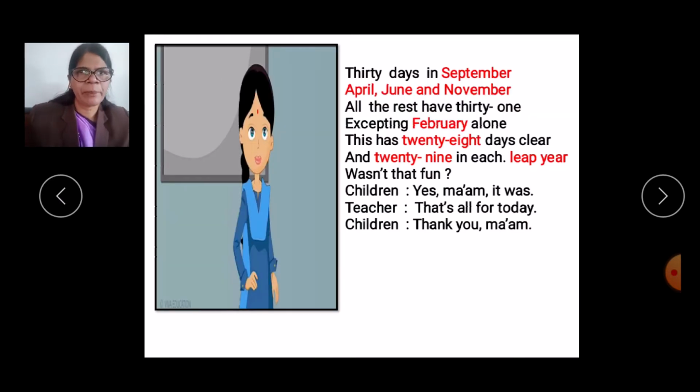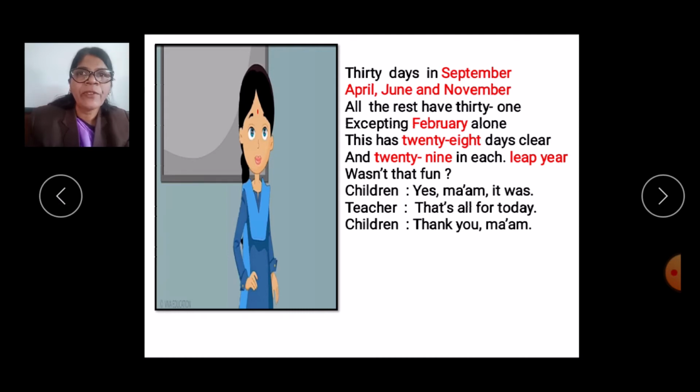So the children repeat after madam. 30 days in September, April, June and November. So how many days are there in September? 30 days are there in September, April, June and November. All the rest, other than that, all the rest have 31 days, excepting February alone. This has 28 days clear and 29 in each leap year.